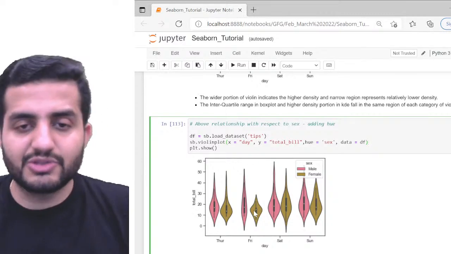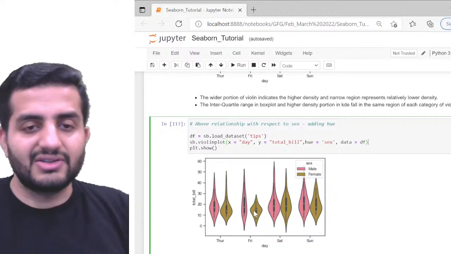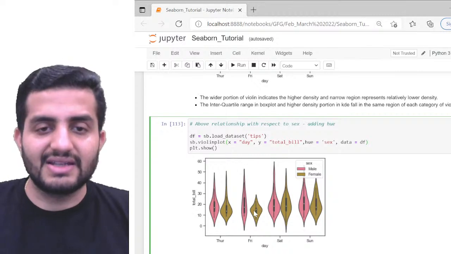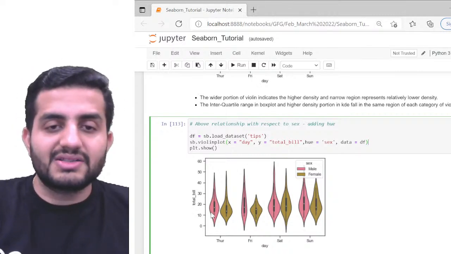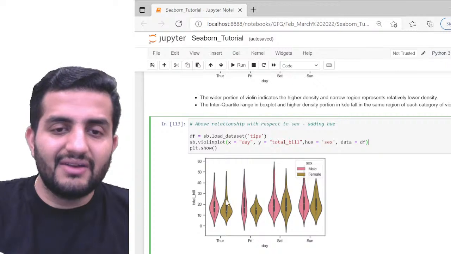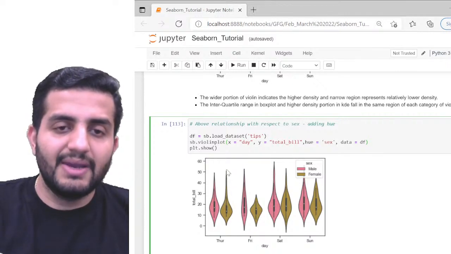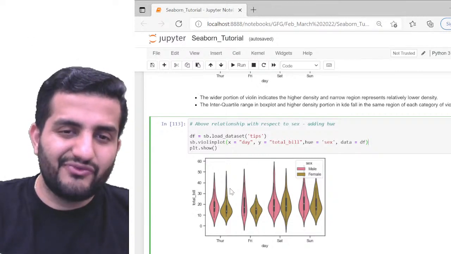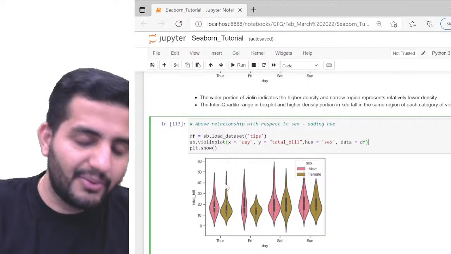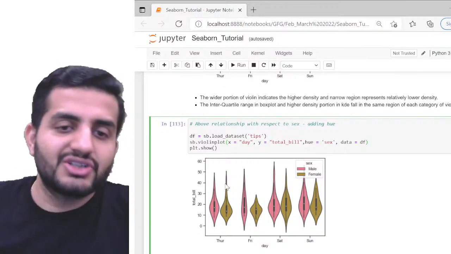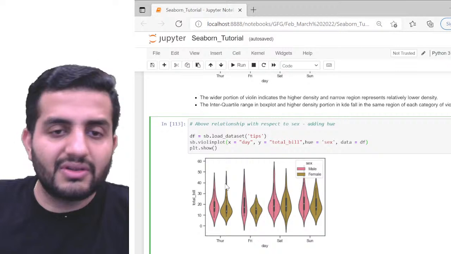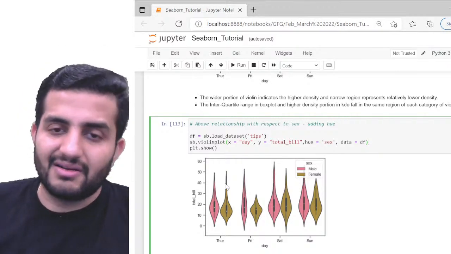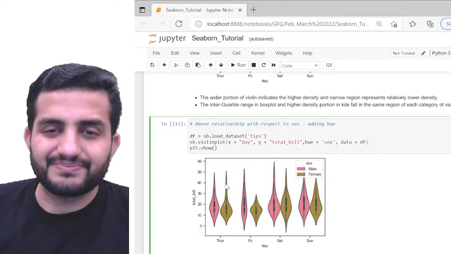And also there is a huge bulge around the 10 to 15 range, right? So the number of data points are still concentrated on the lower side itself. Also on Thursday, I could see a very significant peak in terms of female. Somebody was paying a higher amount. I could see the peak is very thin, so the number of data points is very few. So there's a potential outlier in the female section on Thursday who has paid a very high bill compared to other days. That's what we can see from here.